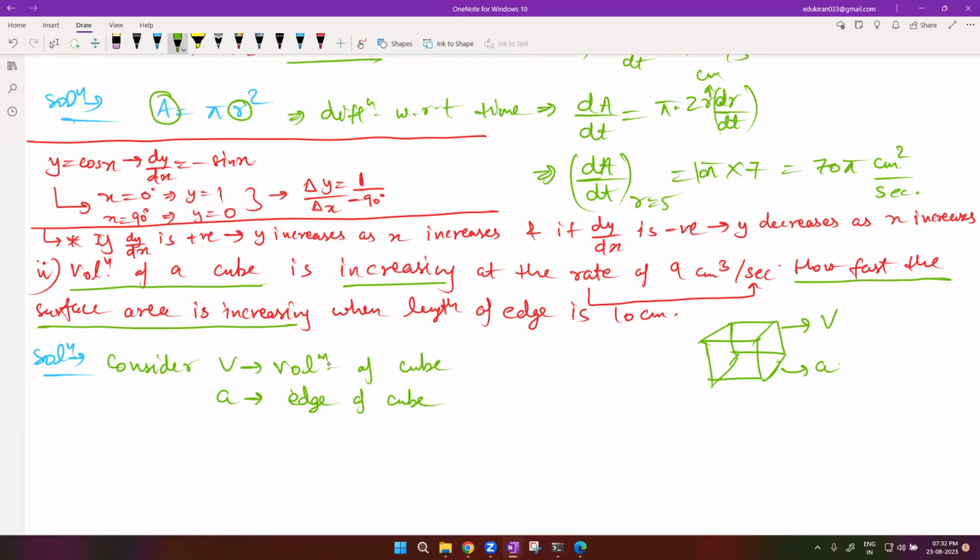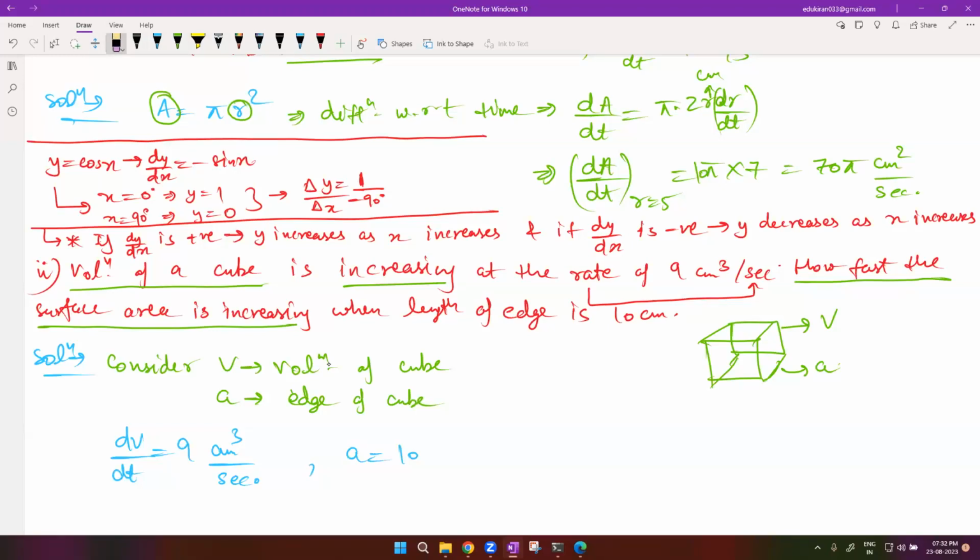And what is given to us will be dV by dt, which is 9 centimeter cube per second, right? See, now the value of dV by dt is given to us. So we have to use this value to find out some value maybe. And what else is given? We are given that A is equal to 10 centimeter. We have to find out dS by dt.